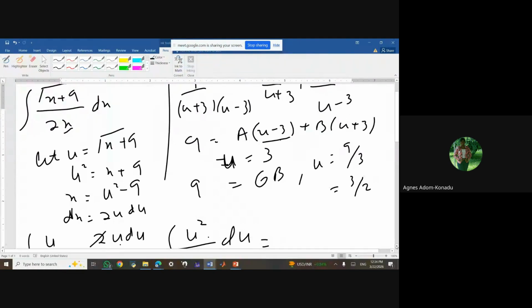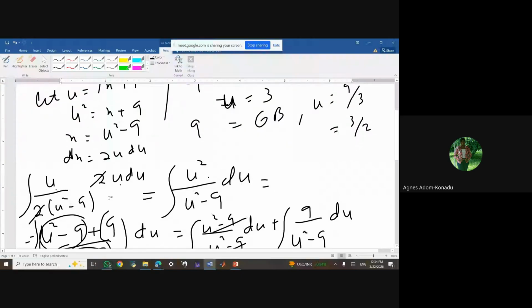So that's what I have here. I have u over 2 times u squared minus 9, which is my x, and then my dx is 2u du. So these two 2s can cancel, and then the u can multiply to u. So I have u squared over u squared minus 9 du. We know that this is a rational function, and anytime the degree of the numerator is the same or greater than the degree of the denominator, we can divide. So you can use long division.